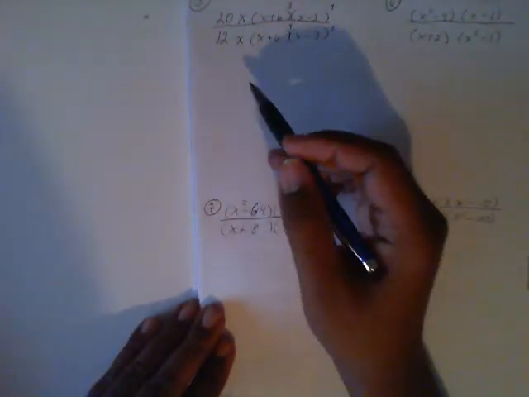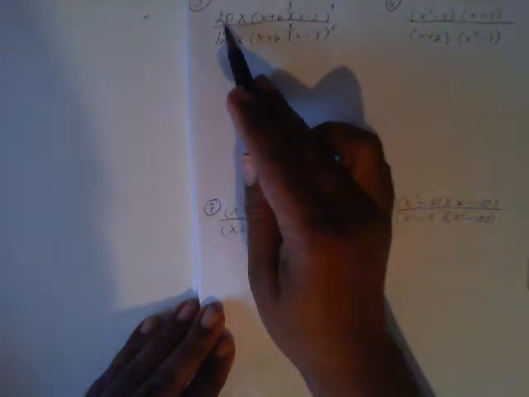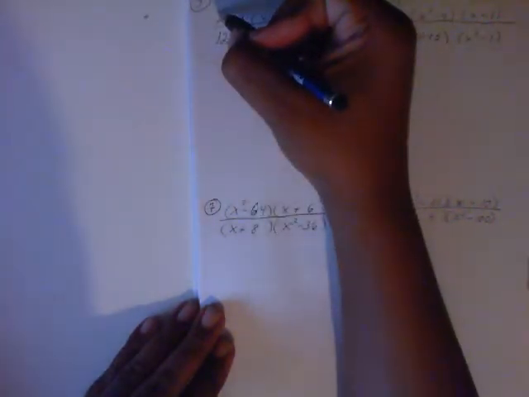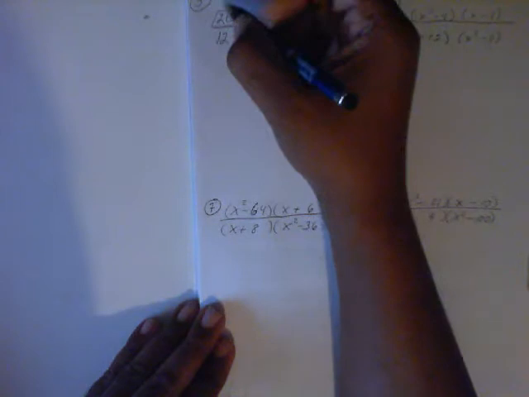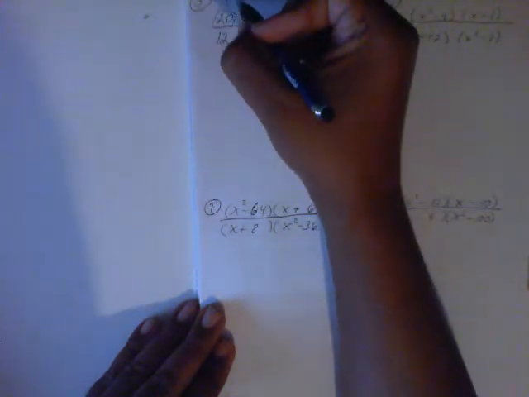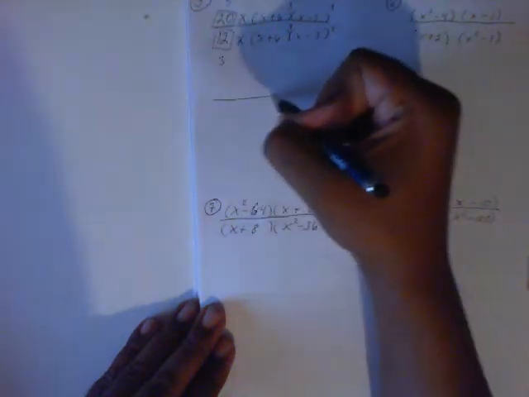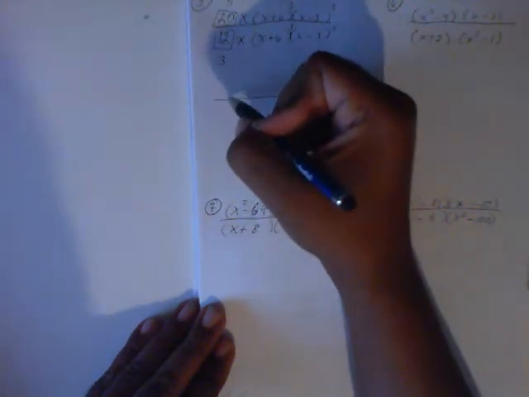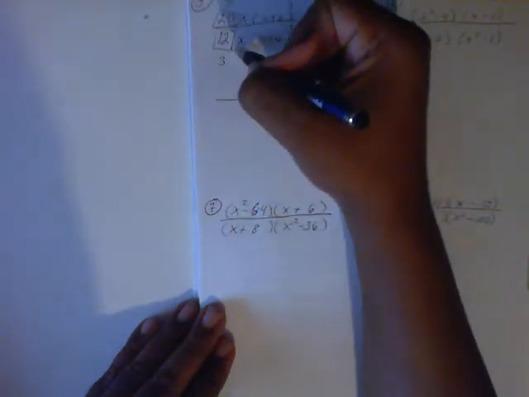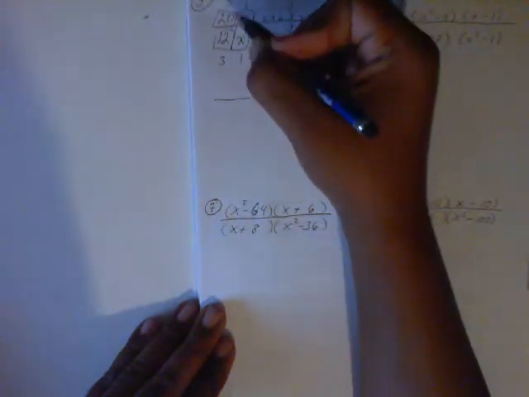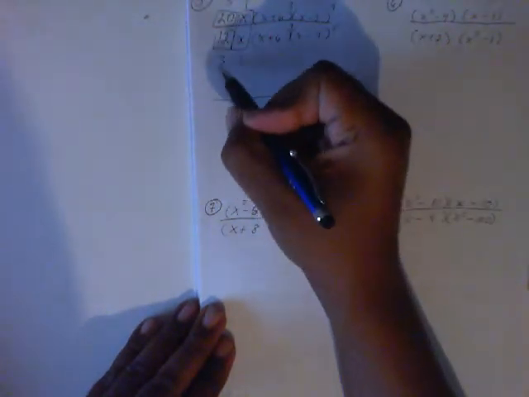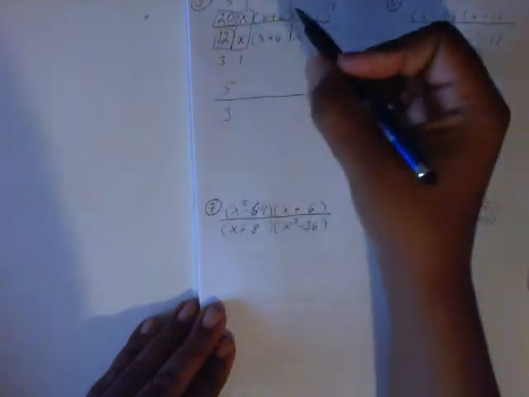Number 5, we have a 20 over 12. Both of these can be divided by 4. That's the greatest common factor that can divide them. So 4 goes in here 5 times. 4 goes into 12 3 times. So we have a 5 and a 3. These x's can cancel. They'll become 1's. So 5 times 1 will give us 5, and 3 times 1 will give us 3.